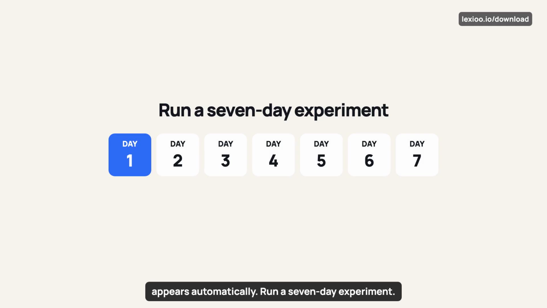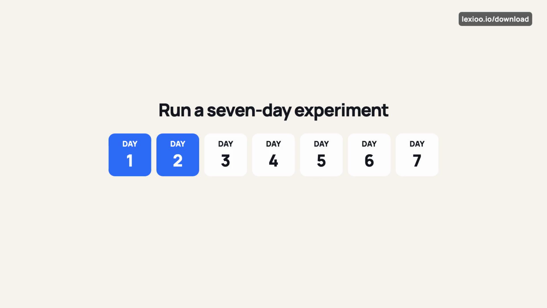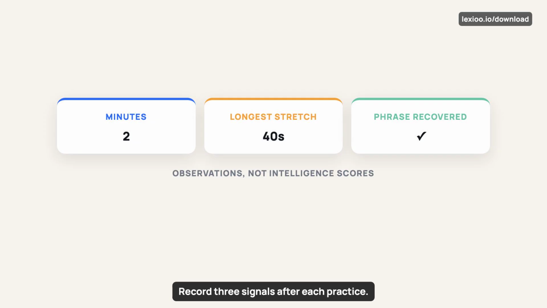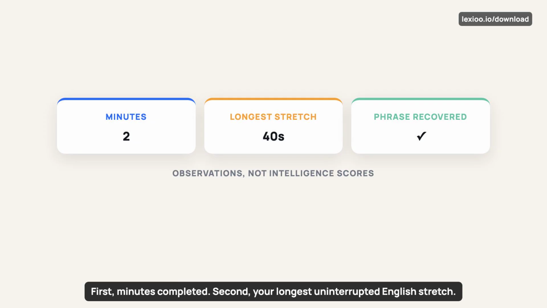Run a 7-day experiment. Keep one situation and one English zone stable long enough to see whether access changes. Record 3 signals after each practice. First, minutes completed. Second, your longest uninterrupted English stretch. Third, one phrase you recovered without translating word by word.